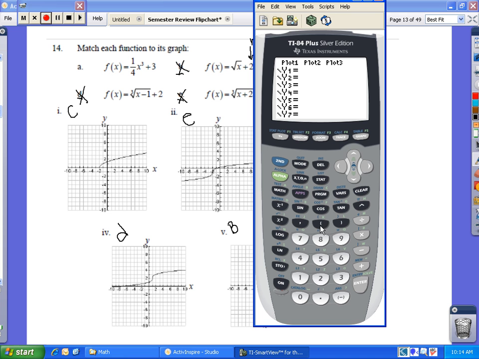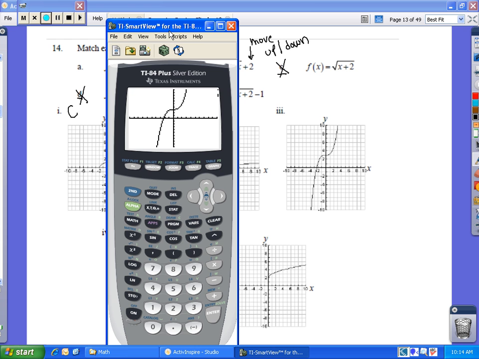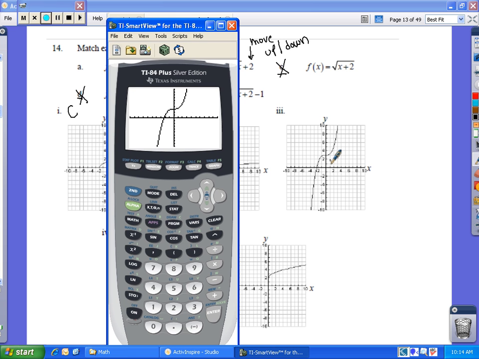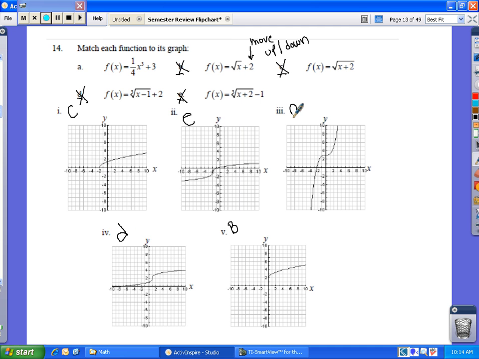So go up to graph 1. I'm going to do 1/4. Make sure you put your fraction in parentheses, x cubed plus 3. And then again, if you graph it, you can see how it's the only one that has the same orientation as graph number 3. So again, equation A goes with graph 3.